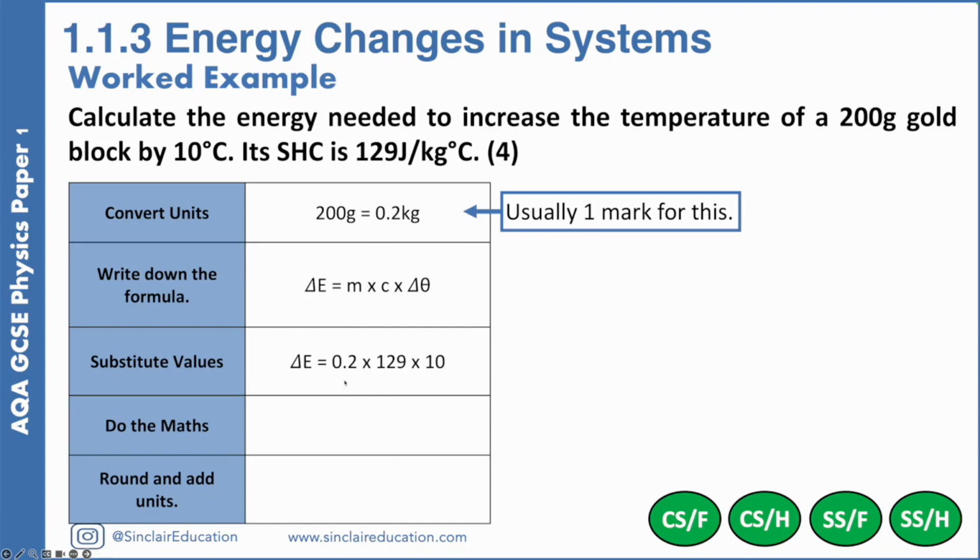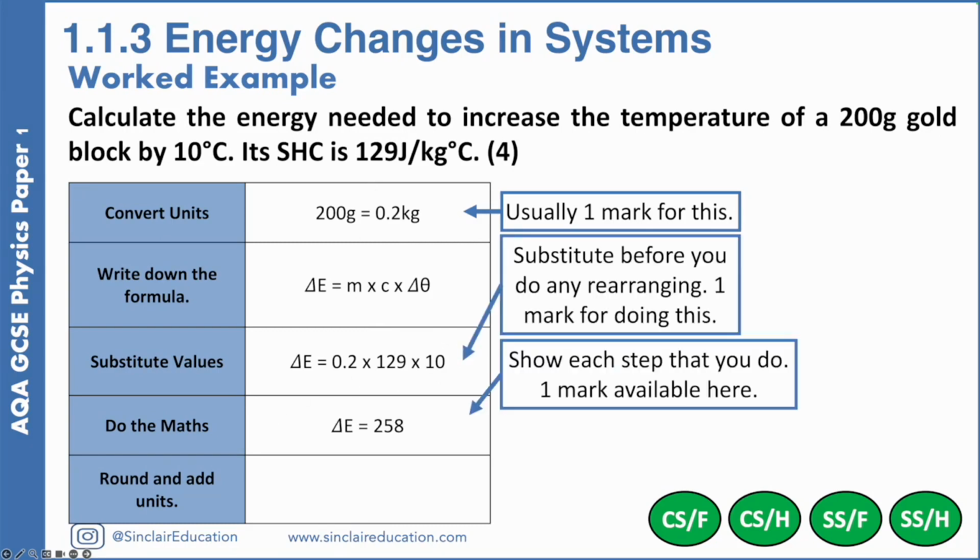So we've got our mass, we've got our specific heat capacity, and we've got our temperature change in there. And you may have to do a smaller little 1-mark calculation to find that. All values into our calculator, and at this point we're looking at 258 joules to do this.